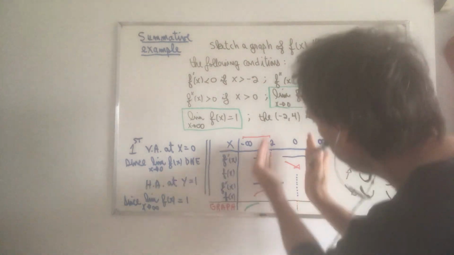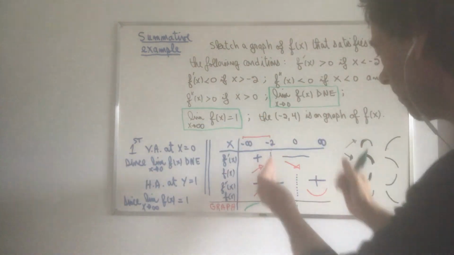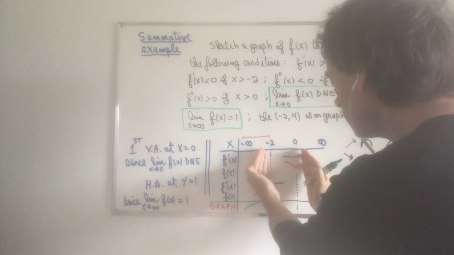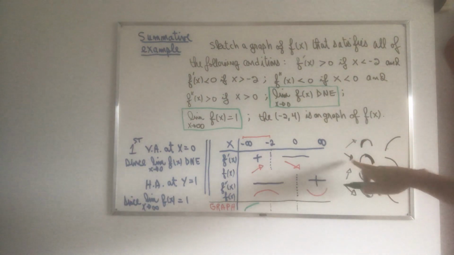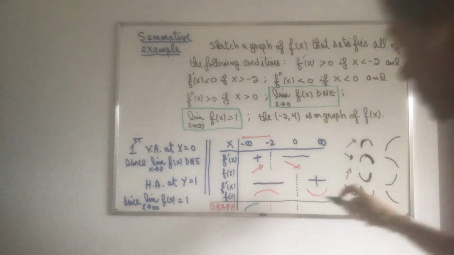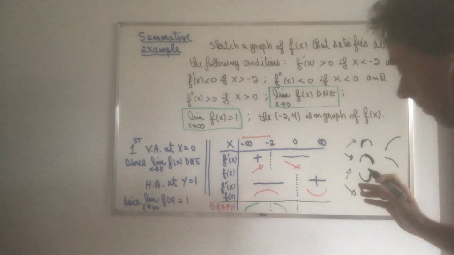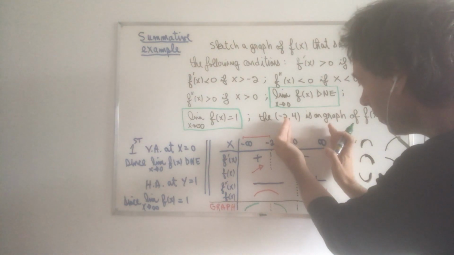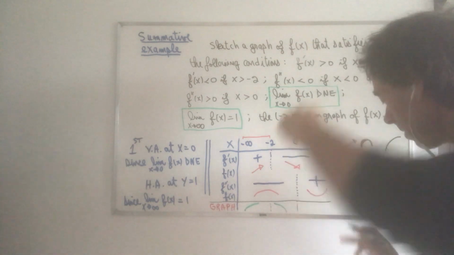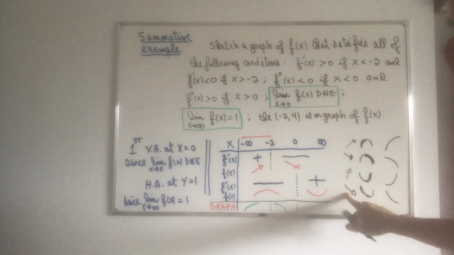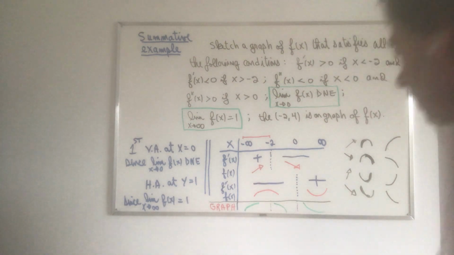In this small interval between minus 2 and 0, what am I? I am decreasing and I'm still concave down. Decreasing, concave down. The shape must look like that. Finally, when I'm here in the last interval 0 to infinity, I am still decreasing, but now I am concave up. I am still decreasing and I am concave up. So I must look like this.